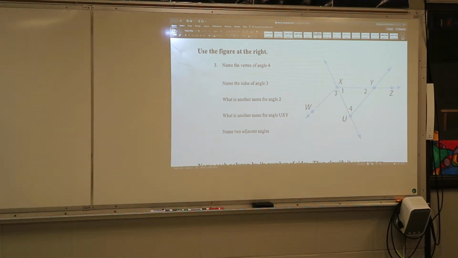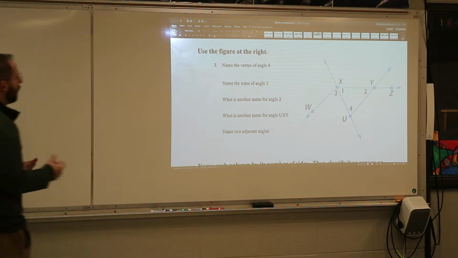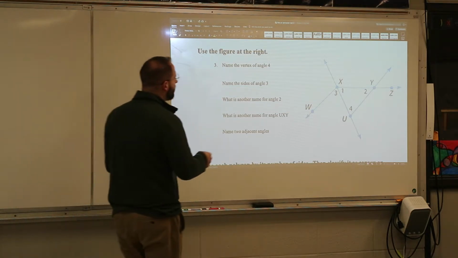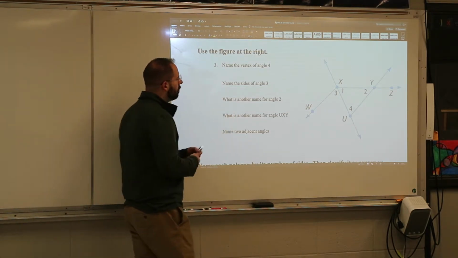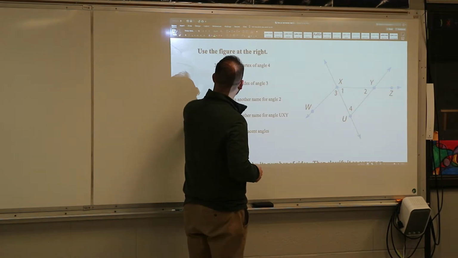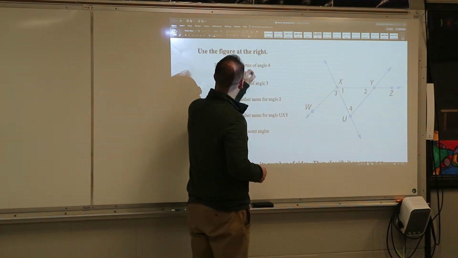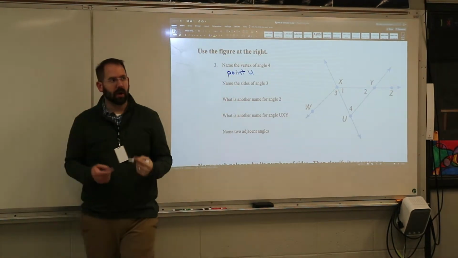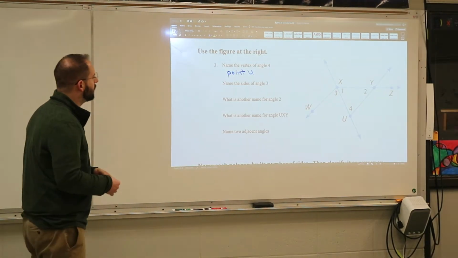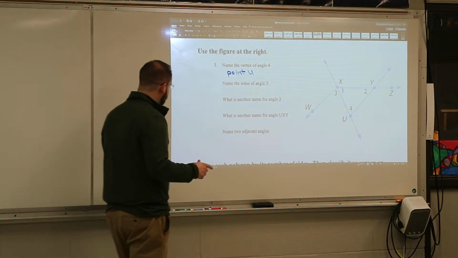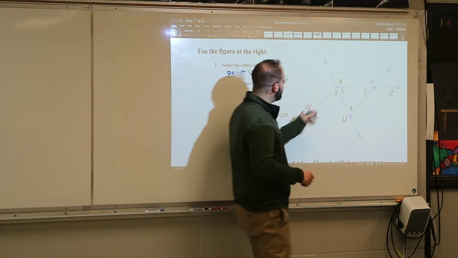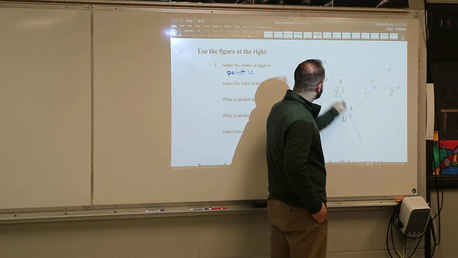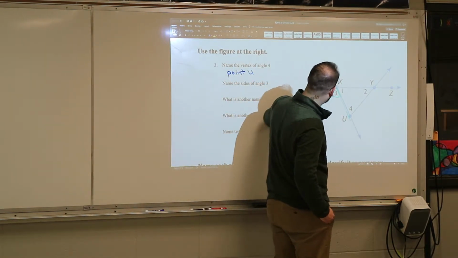Okay, so number 3, we have to name off angles, name the notations, know the sides, all that. So, what is the vertex of angle 4? Point U. It's a point. Okay, you have to write the word point. It is a dot. That's the vertex. The sides of angle 3. So angle 3 is right here. The sides is this wall and that wall.